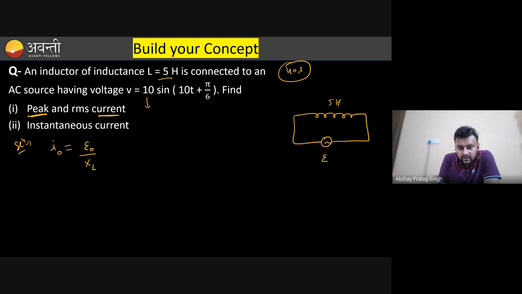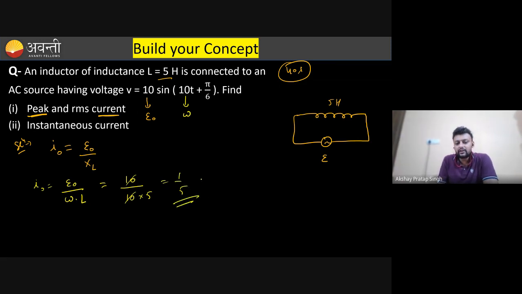I know the value of E naught is 10. Now I need to calculate XL. So I naught is equals to E naught by XL, which means omega into L. From this equation, you can see omega is 10 and L is given as 5. So you can put the values: E naught is 10, omega is 10, L is 5. It can be cancelled, that is 1 by 5. So what is the maximum value of current? 1 by 5. Very good.